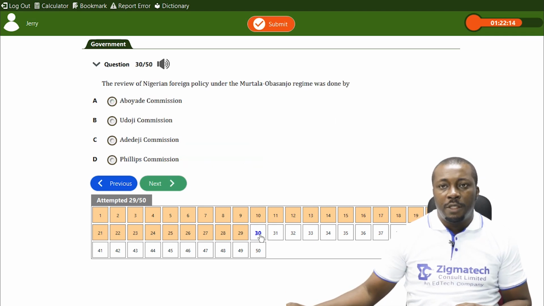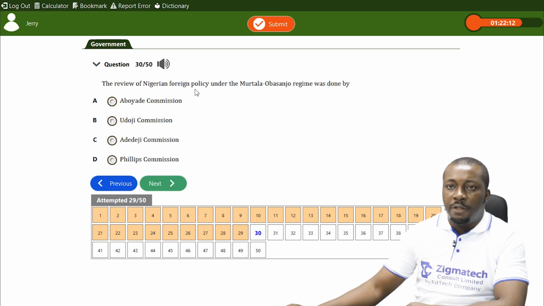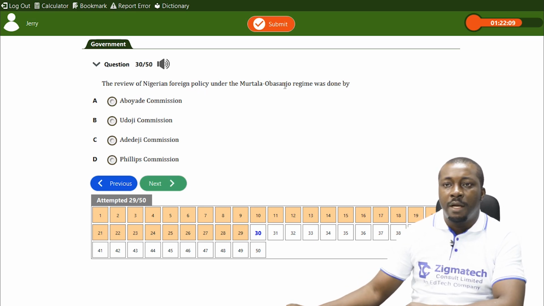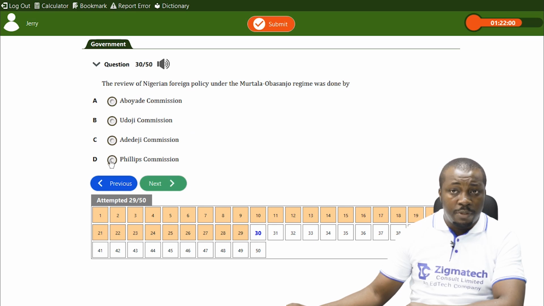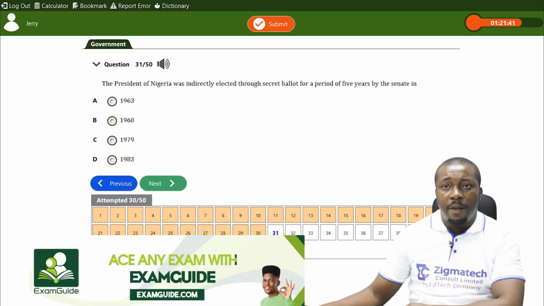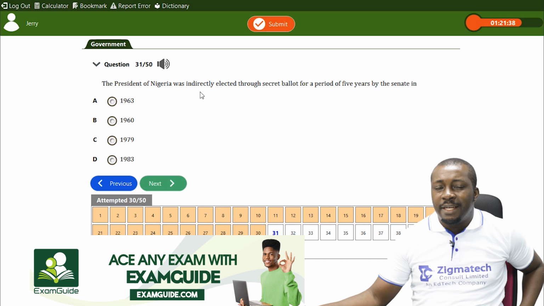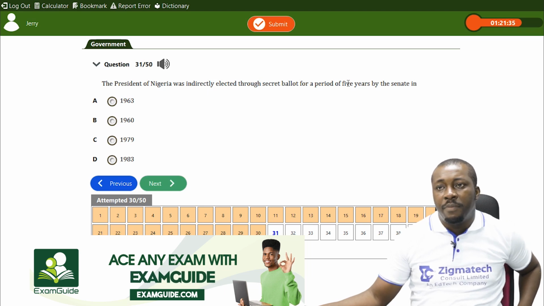Now, this question says, the review of Nigerian foreign policy under the Murtala Obasanjo regime was done by, now, these commissions: the Phillips Commission handled the issue of revenue, the Udoji Commission, public service, the Adeboye, minority. Now, it's the Adedeji Commission that reviewed Murtala Obasanjo's foreign policy.